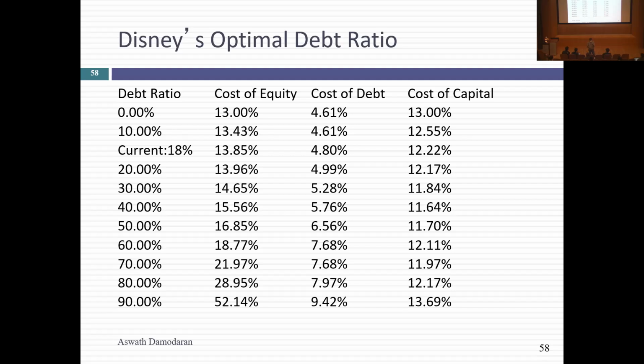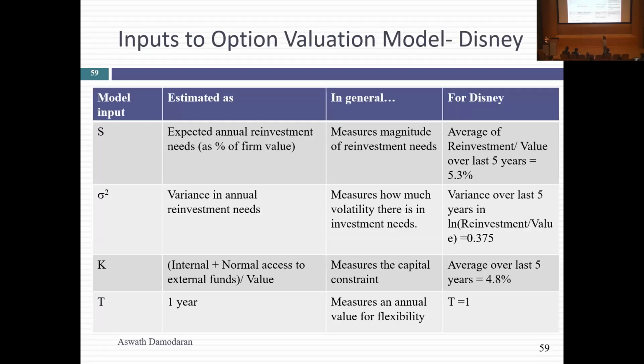Let's take them at their word and see how much financial flexibility is worth. So here's what I did. I went back and looked at how much reinvestment was at Disney each year. Reinvestment, of course, is net capex and change in working capital. I went back over time. And the reinvestment as a percentage of value over the last 5 years was about 5.3% on average. But there were a lot of ups and downs in it. The variance in that number was 0.375. So basically 5.3% is what they require in a typical year, but there's a lot of uncertainty.